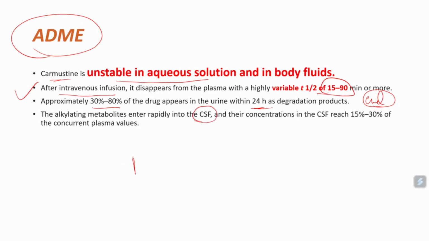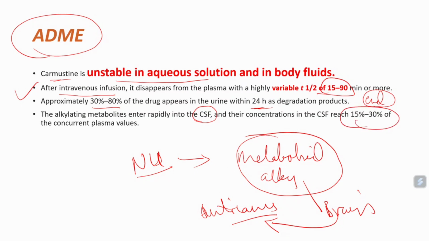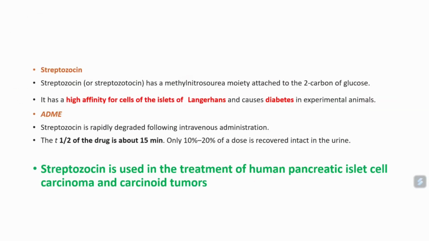When nitrosoureas are given, they are metabolized into alkylating agent type metabolites. These metabolites enter the brain, and in the brain they cause their anti-cancer action. About 15 to 30% of this compound enters the brain. This is another important point about the pharmacokinetics of carmustine.